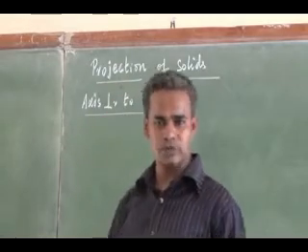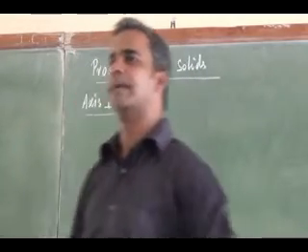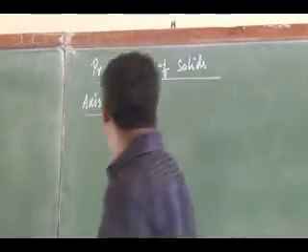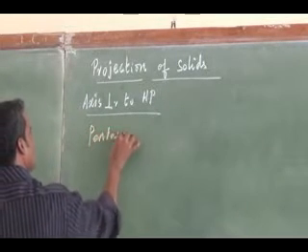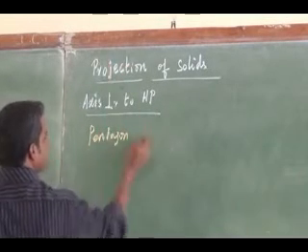Already we have solved two problems. We will continue with another problem. Here, a pentagonal pyramid of base side, so pentagon base side 30 mm.